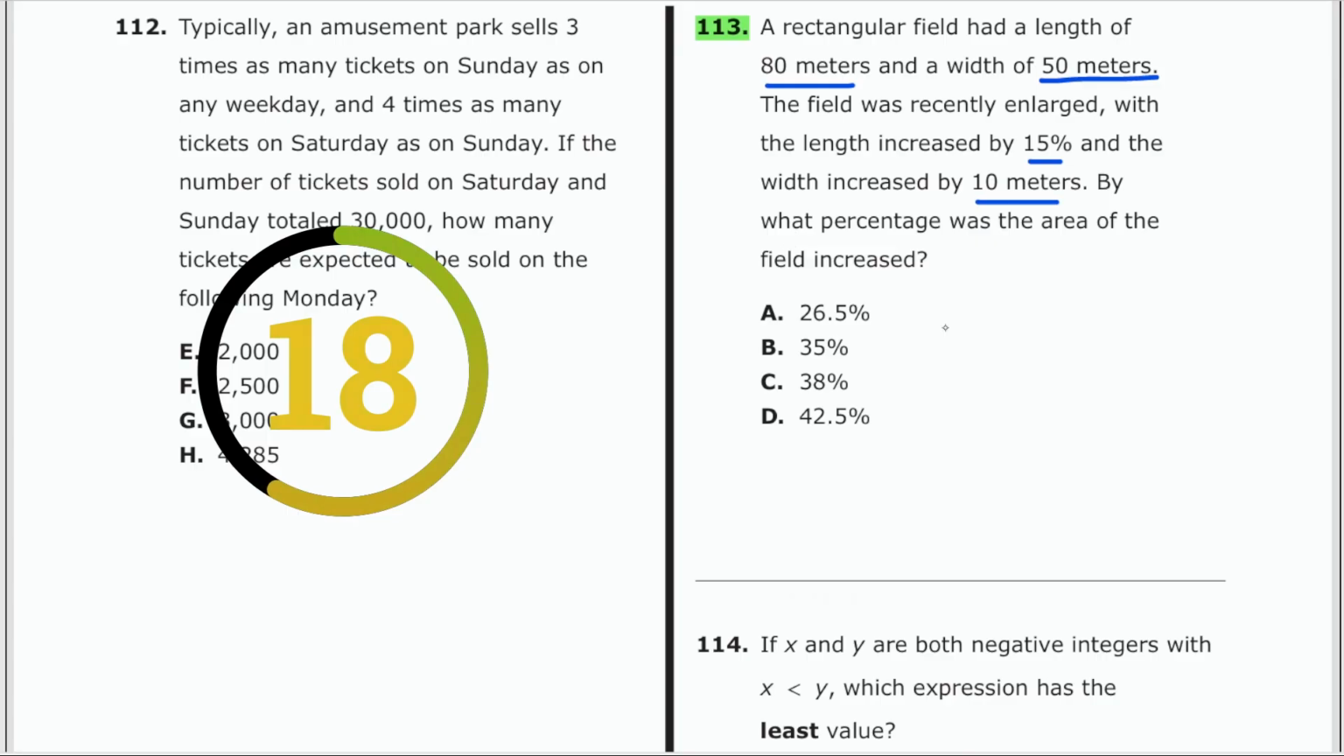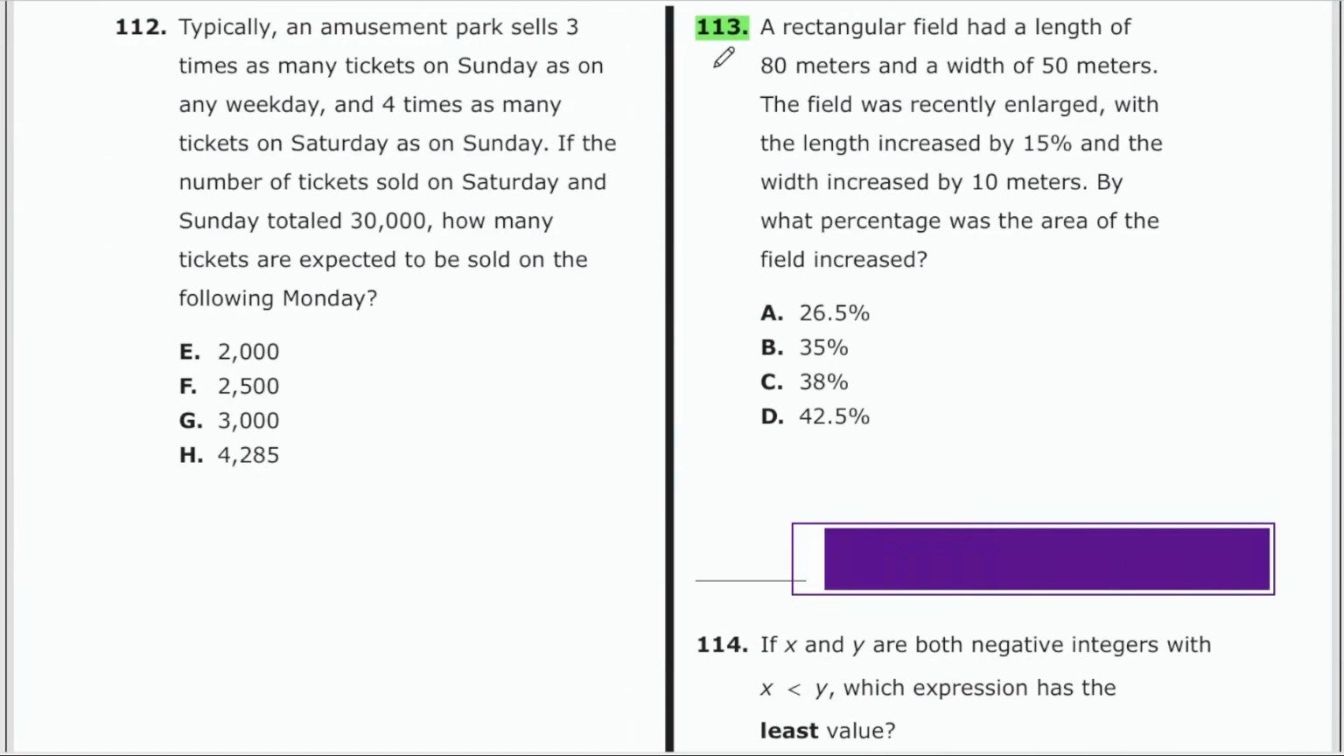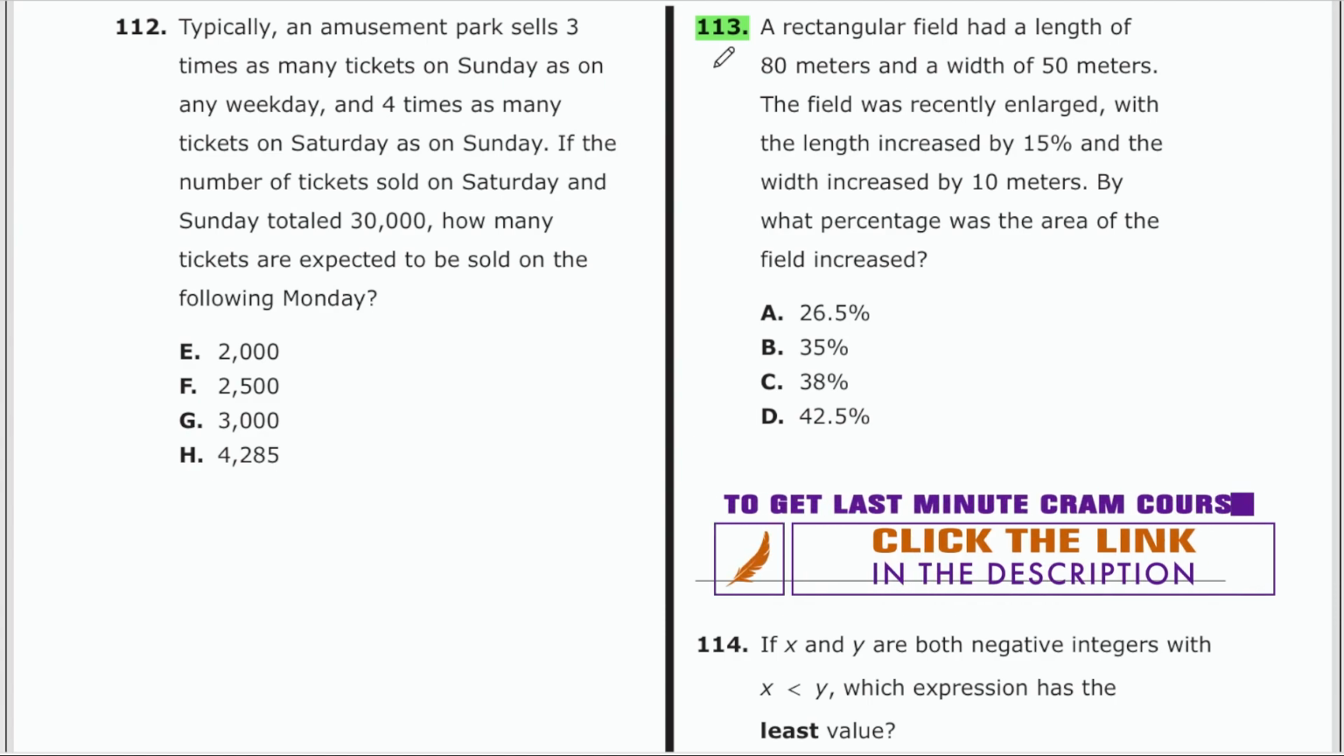So we're looking at 1.15 multiplied by 1.2. So let's quickly do this. So that's 230. That's 115. Add this up. It's 1.38. And the answer is C. How was I able to do this problem so fast?